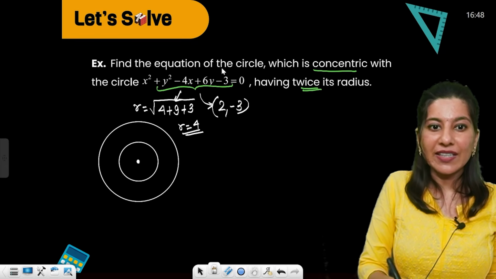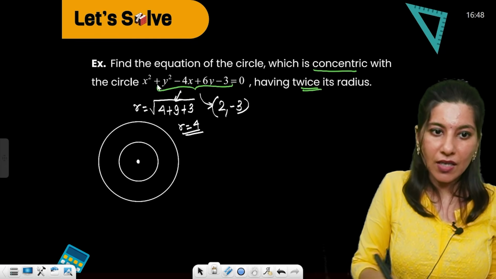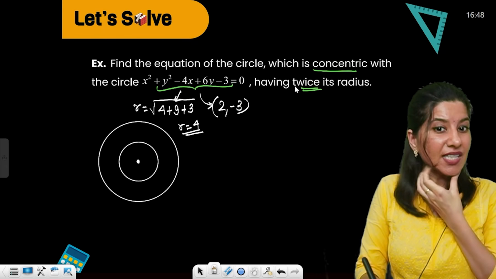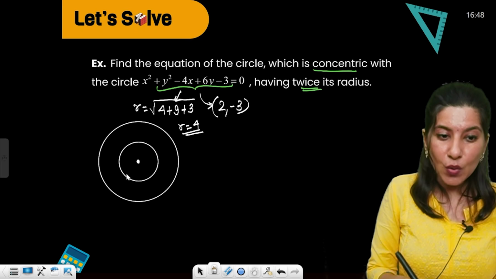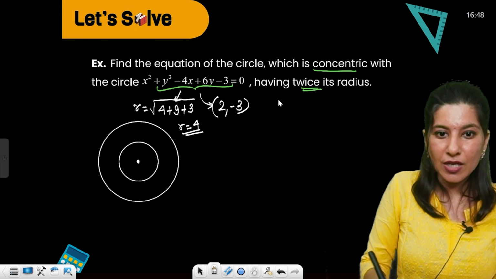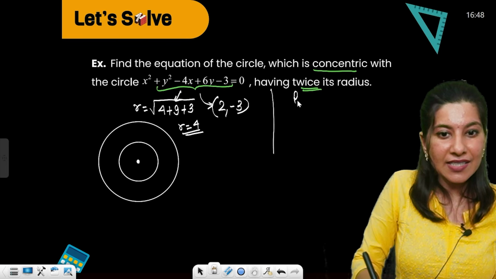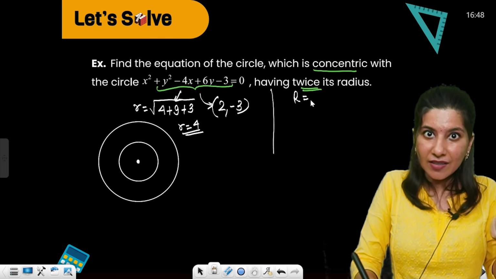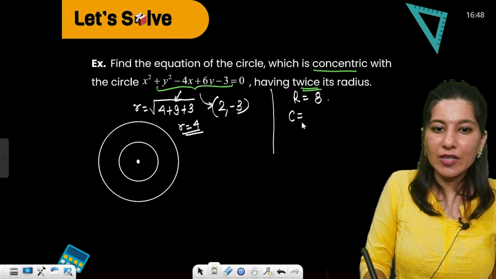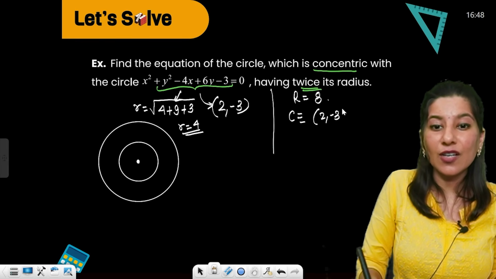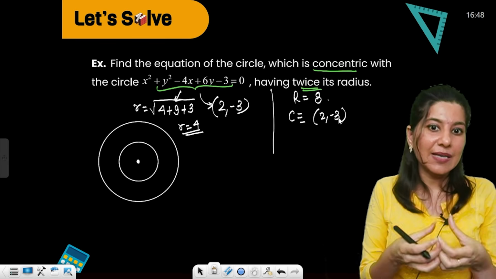Okay. So find the equation of the circle which is concentric with this circle having twice its radius. Now the radius of the original circle is 4. So the radius of my circle will be double of the 4, that is 8. And the center will be the same because these circles are concentric. They share the same center.